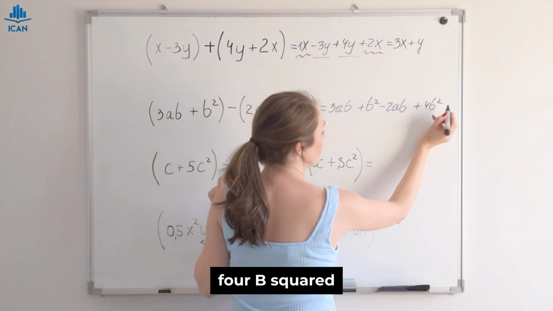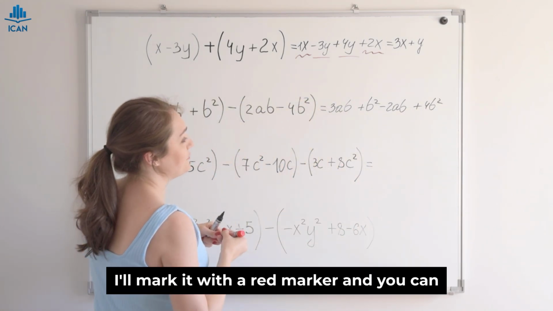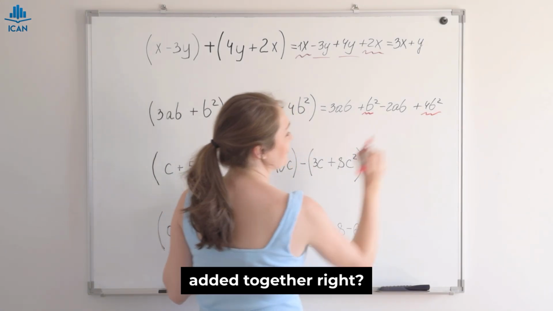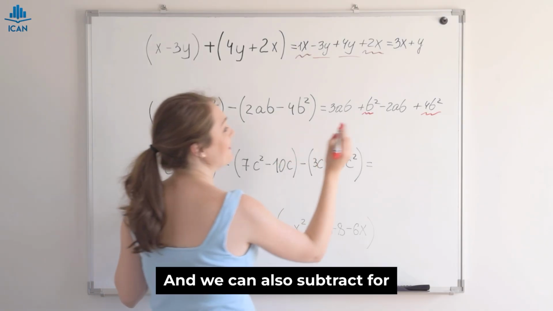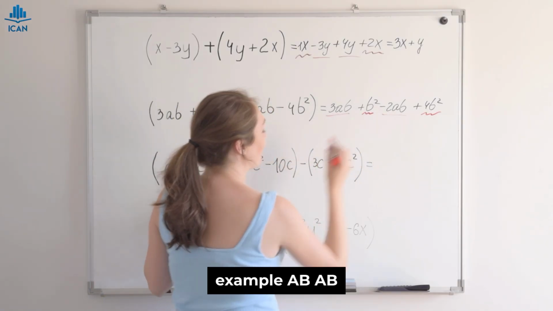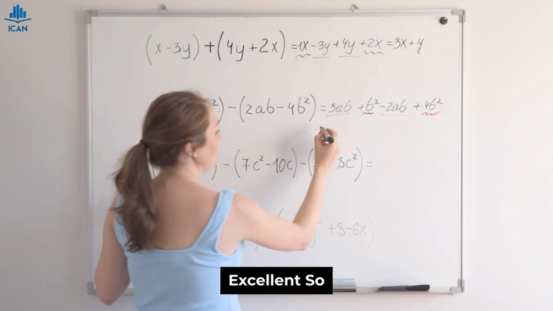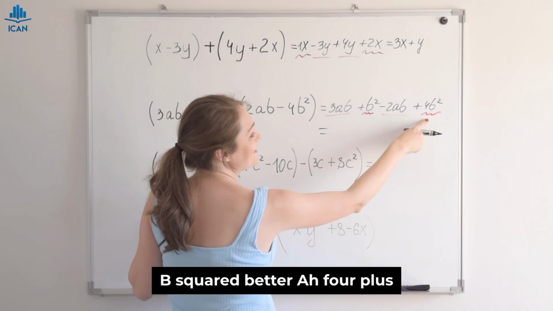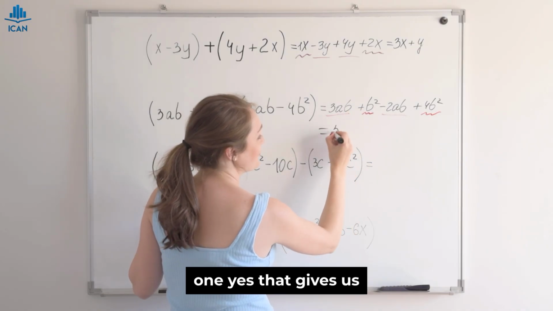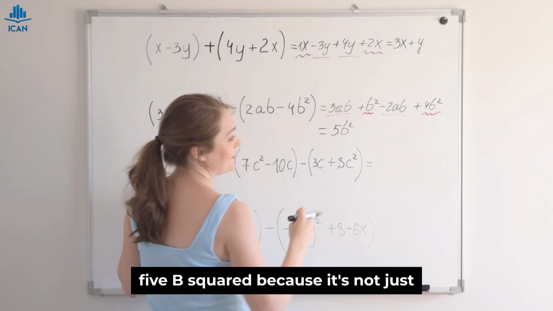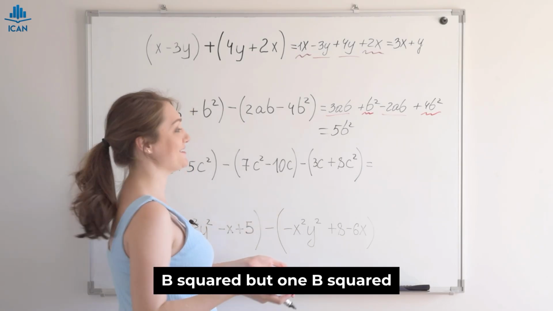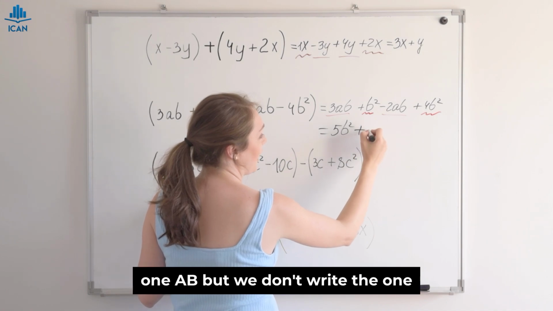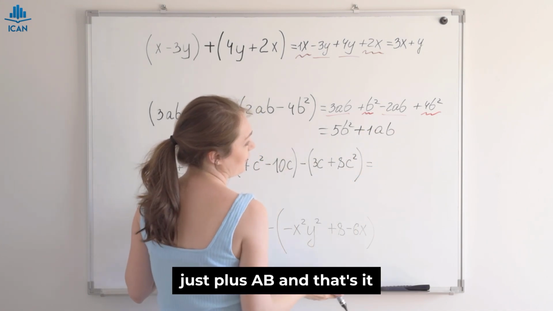4b squared. I'll mark it with a red marker and you can use a regular pencil. b squared terms can be added together, and we can also subtract, for example, ab. Excellent. So where should we start? Which one do you like better? Let's do b squared. 4 plus 1 gives us 5b squared because it's not just b squared, but 1b squared. 3ab minus 2ab gives us plus 1ab, but we don't write the 1, just plus ab, and that's it.